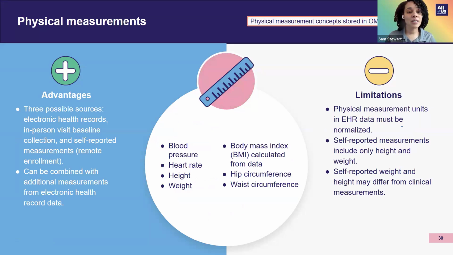The next data type we're going to discuss is physical measurements. Physical measurements include blood pressure, heart rate, height and weight, body mass index, and waist and hip circumference.